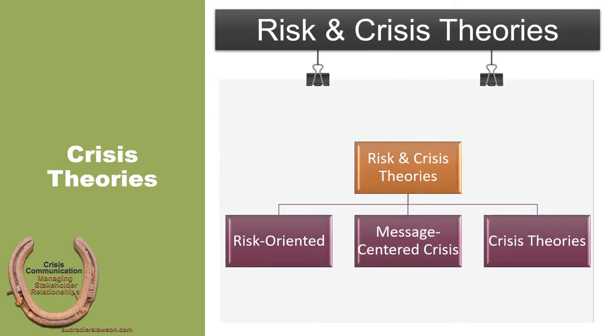Over the last few decades, a number of risk and crisis theories have been developed. These can be broken down into three broad subgroups of theories. Risk-oriented theories focus mostly on risk mitigation, that is, reducing the likelihood that crises will happen at all, or if they happen, that either stakeholders or organizations will be better prepared for them.